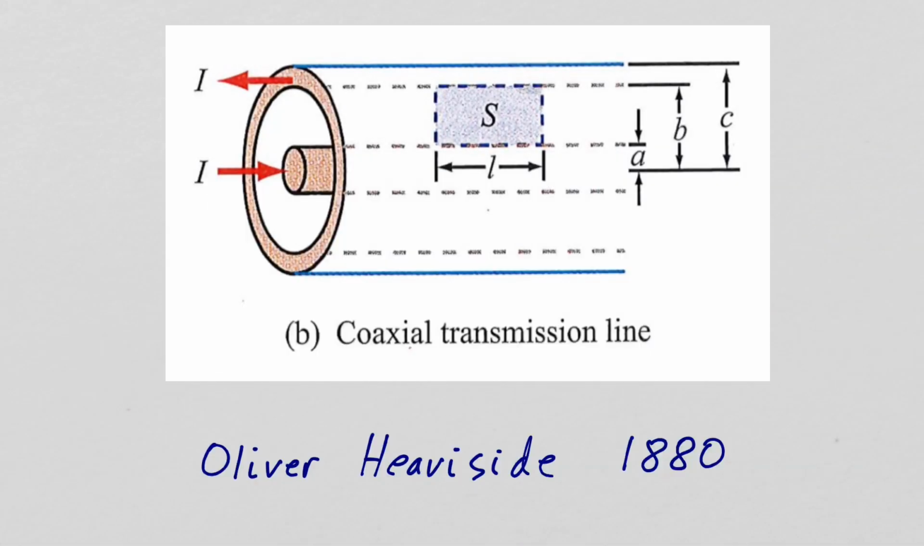The coaxial cable was invented by Oliver Heaviside in 1880. Let's find the inductance per unit length for a coax cable. The coax consists of a center conductor surrounded by an outer conductor. So current flowing down the center conductor will return through the outer conductor.